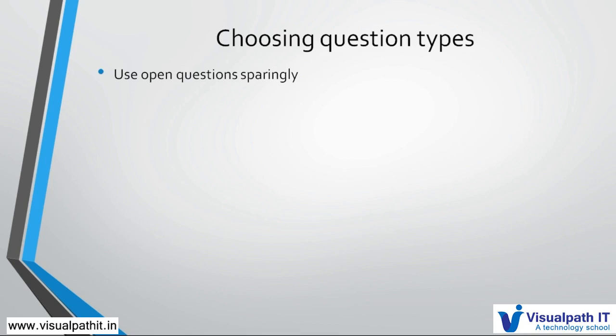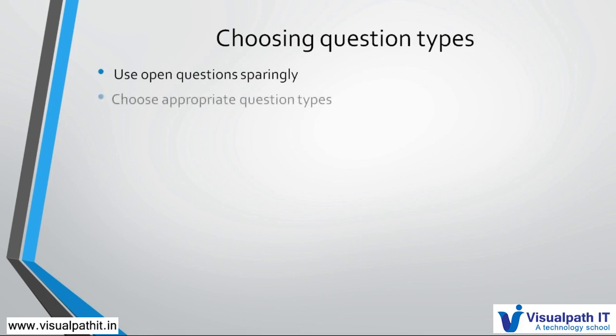A good compromise is often to ask closed questions with an optional open question to allow participants to provide more information, for example, why he or she selected that answer.